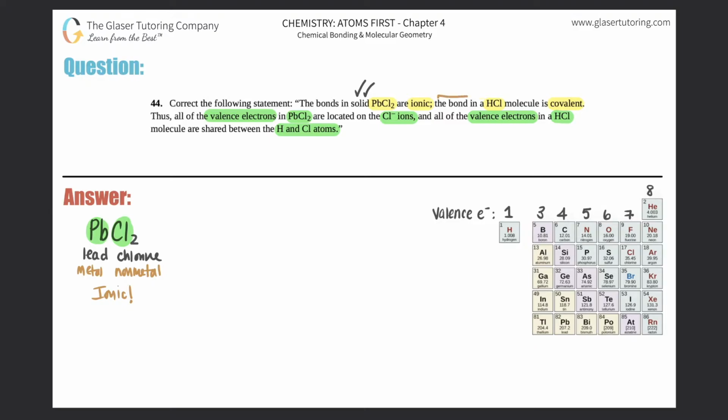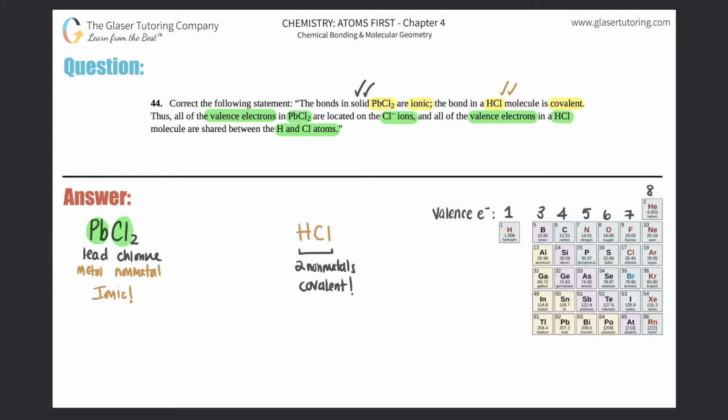The second part where they say the bond in the HCl molecule is covalent, that's also a correct statement, because if we see HCl, hydrogen is a nonmetal, it's over here, and chlorine is also a nonmetal. Covalent compounds exist when you have two or more nonmetals coming together. Since in HCl, hydrogen and chlorine are both nonmetals, this would be a covalent compound or a covalent molecule. Remember, you can never say molecules for ionic compounds. You can only say molecule for covalent.